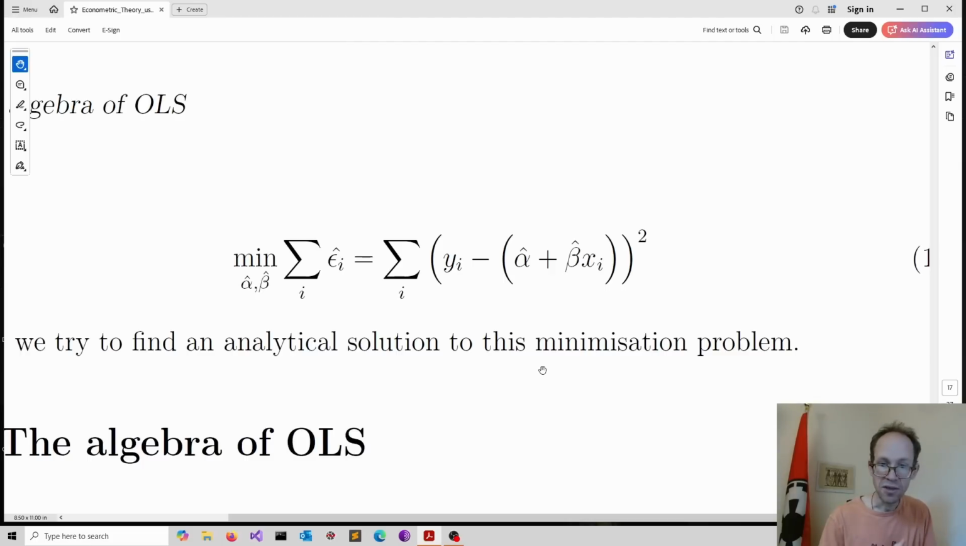In the next session, we will try to find an analytical solution to minimize this loss function.